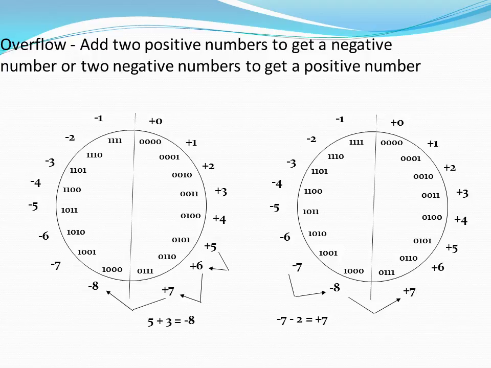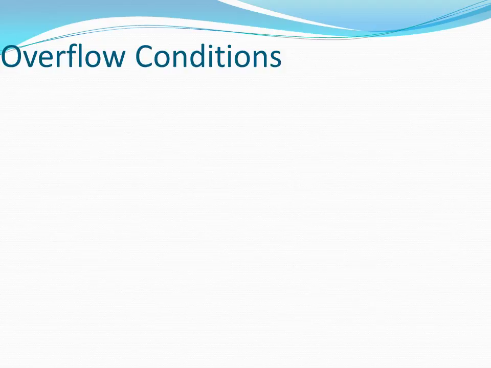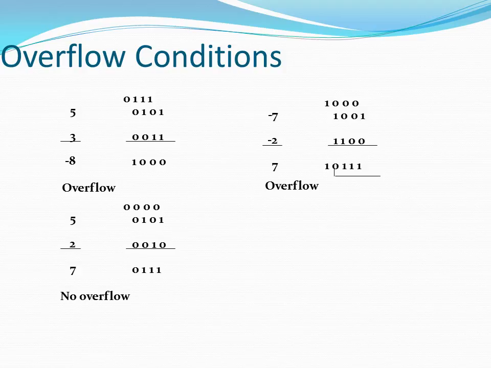Whenever we perform addition between positive numbers, we can get a negative number, as in the first case, 5 plus 3, where we get minus 8. And when we add negative numbers, minus 7 and minus 2, we get plus 7. So whenever we perform addition between numbers of the same sign, we can get overflow. Now we discuss some overflow conditions while performing addition.